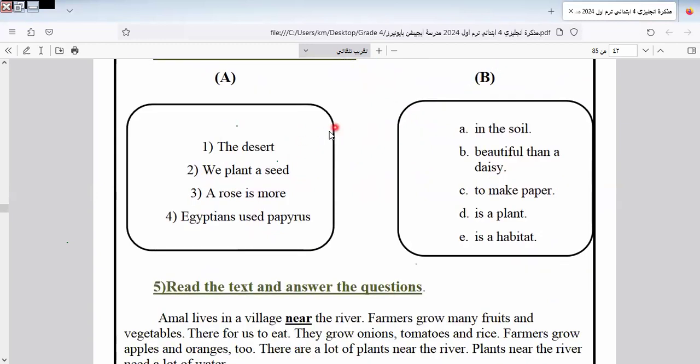The desert is, without thinking, a habitat. So I select number E for number 1. We plant a seed in the soil. So I select number 2 by number A.